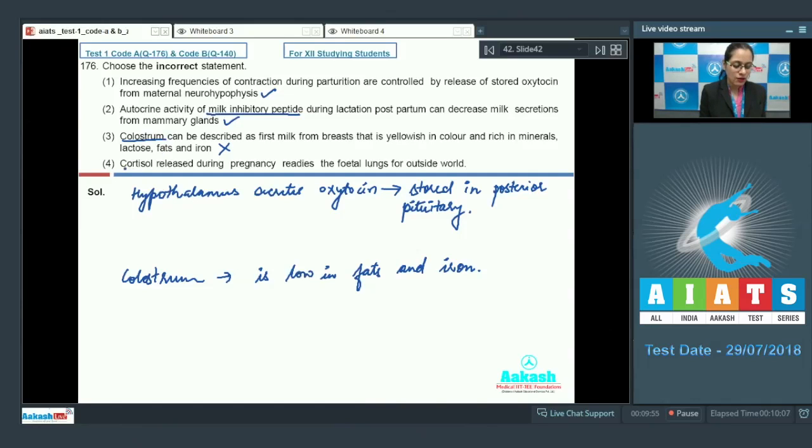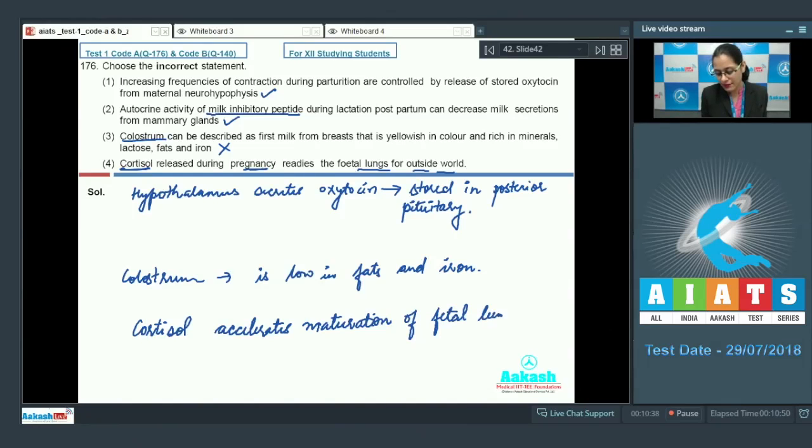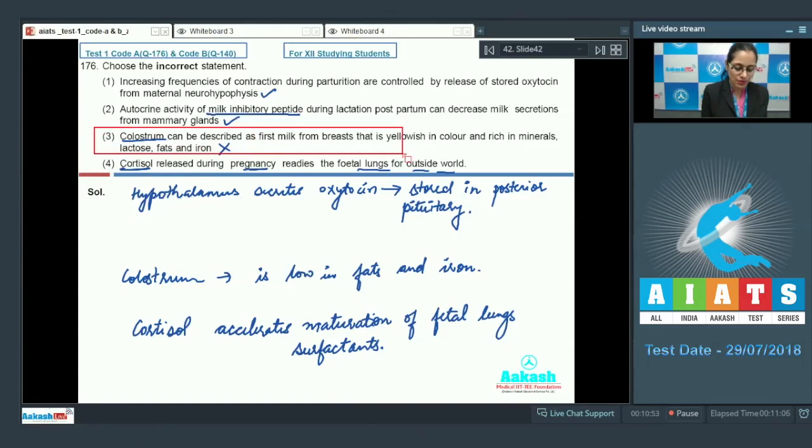Fourth statement is cortisol released during pregnancy readies the fetal lungs for outside world, and this is a correct option because cortisol accelerates the maturation of fetal lungs and also helps in the production of surfactants. So the correct answer is option number 3. Let's proceed to the next question.